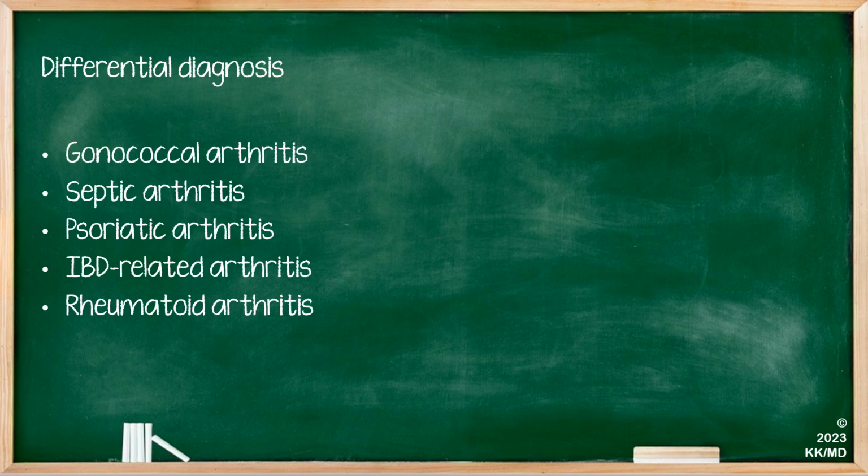really a differential diagnosis of any acute monoarthritis. These can be gonococcal arthritis, septic arthritis, psoriatic arthritis, IBD-related arthritis, and finally rheumatoid arthritis.